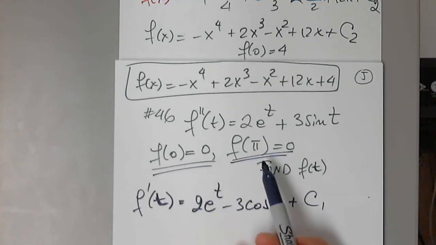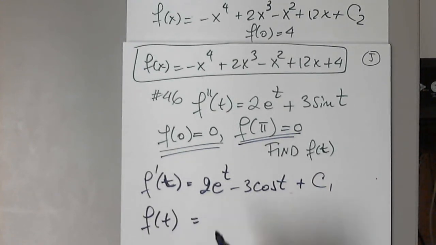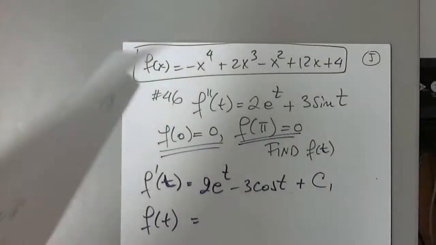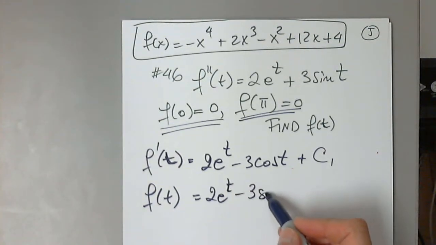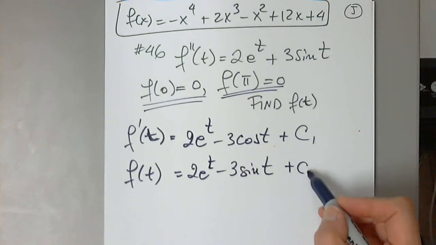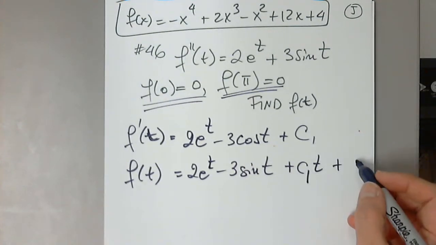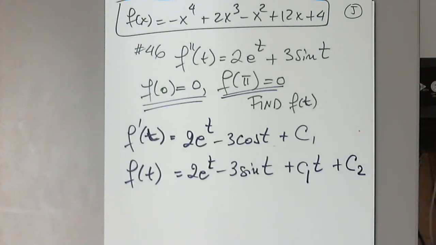I don't have any information about f prime. This is not f prime. So I have to move on to f of t. Can anyone work on this and tell us what to write? 2e to t minus 3 sine t plus c1 t plus c2. Exactly. When we don't have any information about the intermediate function, like in this case f prime, we're given two pieces of information about f. Why? Because we have two unknowns, c1 and c2.